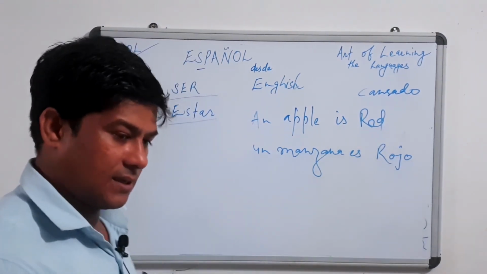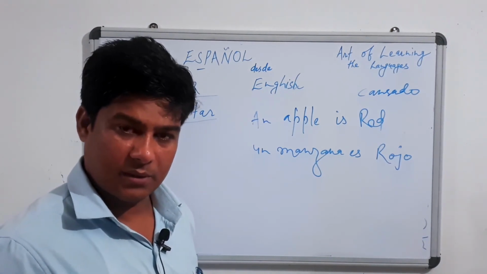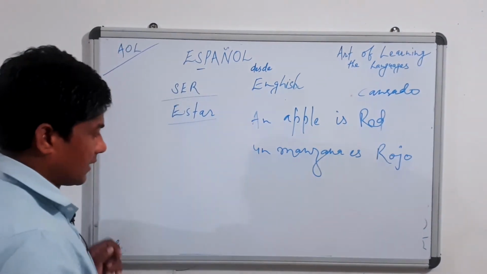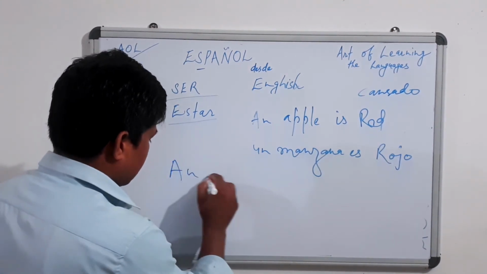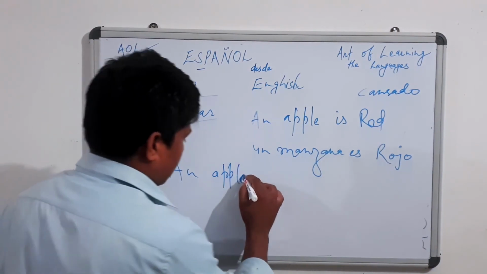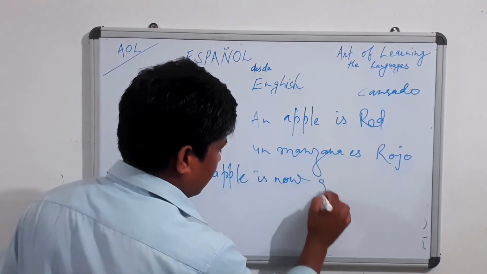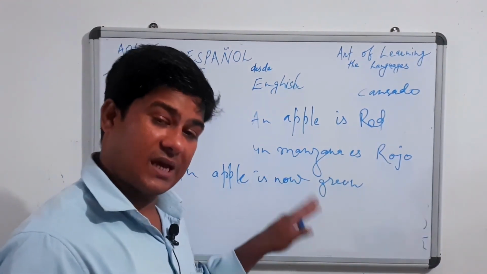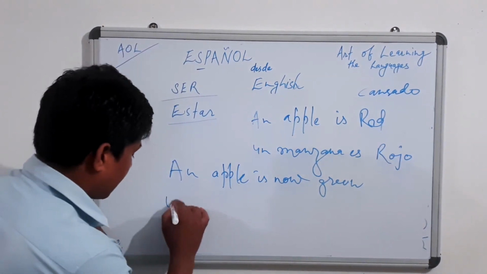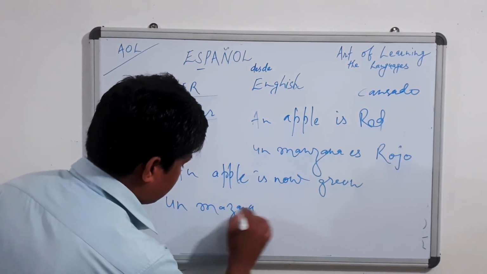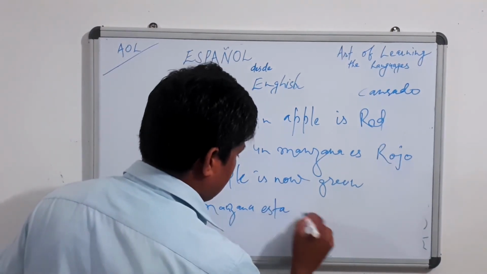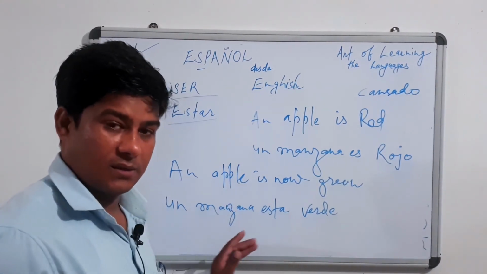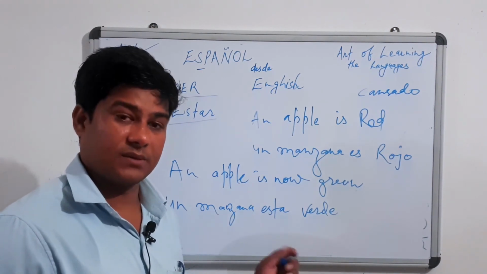But if we have an unripe apple, and that is now green, but it will change to red after some time, so we can say that an apple is now green. An apple is now green, but it will change to red. So we can say una manzana está verde. That means green. Una manzana está verde. An apple is green. This is now green, but after some time it will be red.